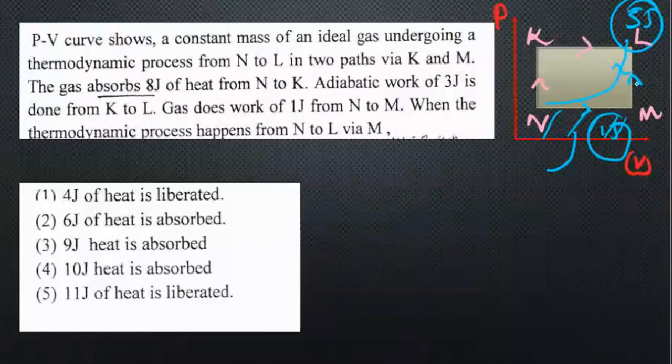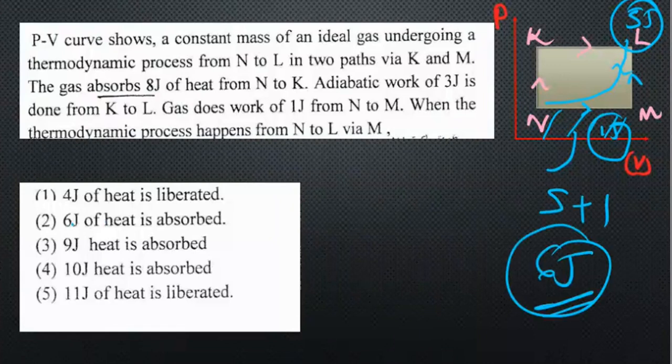From M to L, no work is done. You can see there's no change in volume. So we can assume from M to L only internal energy is changed. For that we need 5 joules. Total internal energy change from N to L is 5 joules, and work done from N to M is 1 joule. So totally 5 plus 1, yes, 6 joules is absorbed. So we can take the second answer: 6 joules of heat is absorbed along the NML path.